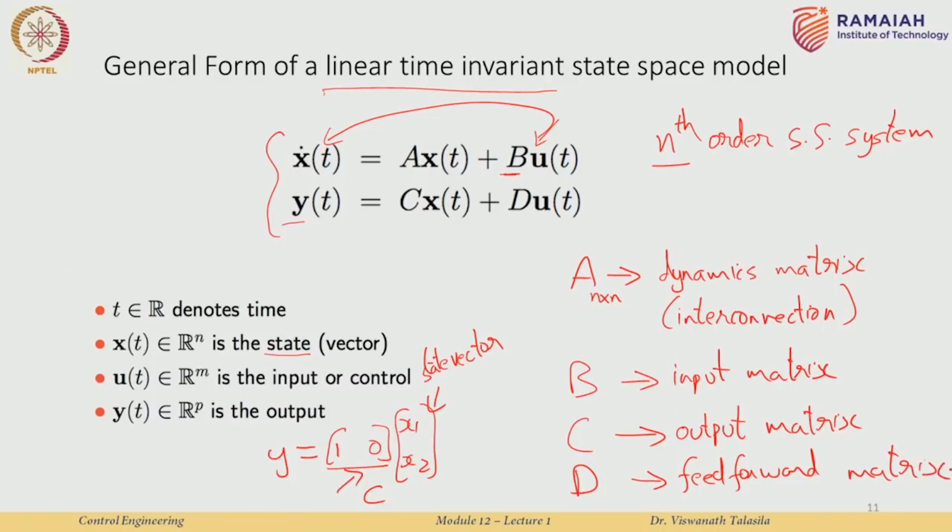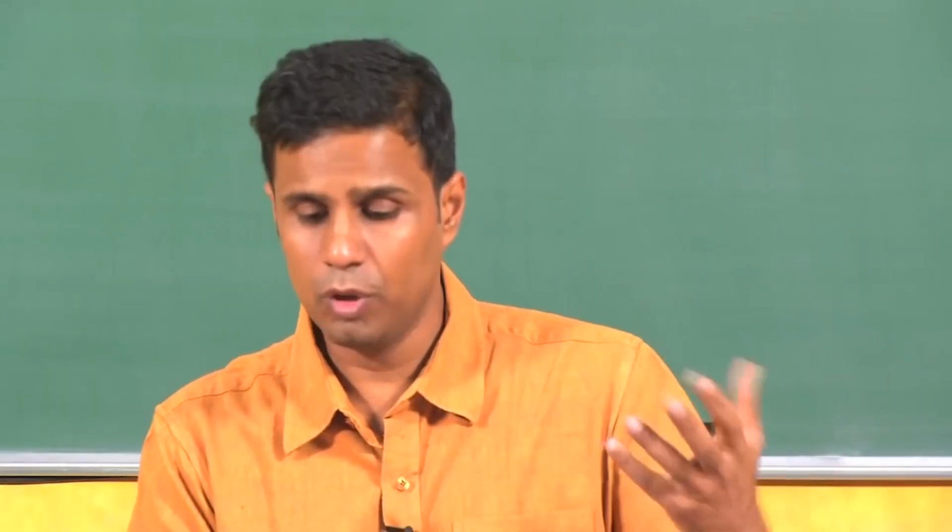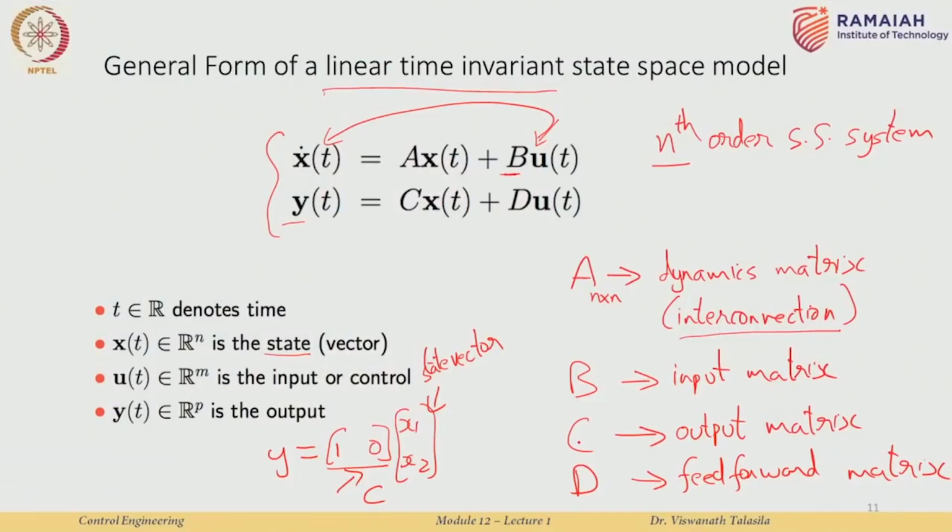So, let me just recall this slide. We have the general form of the linear time invariant state space model. A, B, C, D are constant matrices, all the others are functions of time. The A is the interconnection matrix, it tells how different states are coupled to each other. B is the input matrix, it tells how my inputs affect states, which input affects which state and with what magnitude. C is the output matrix, it depends on what I want to measure, and D is a feed forward matrix.